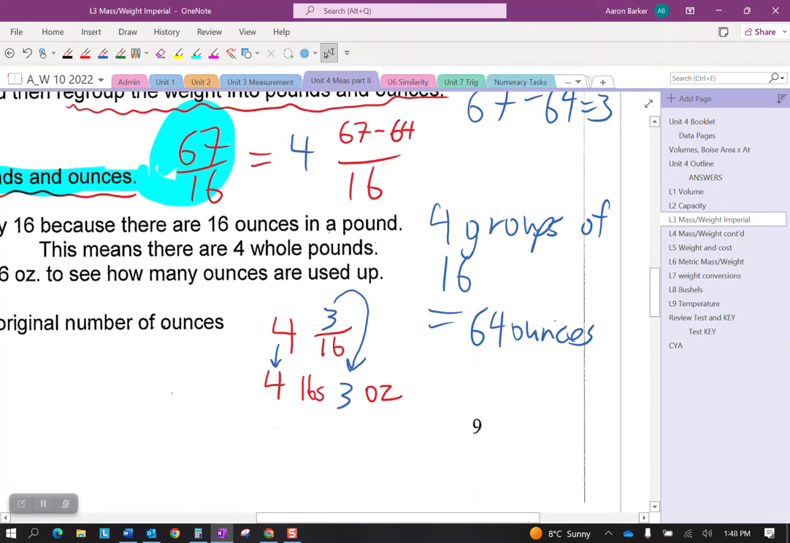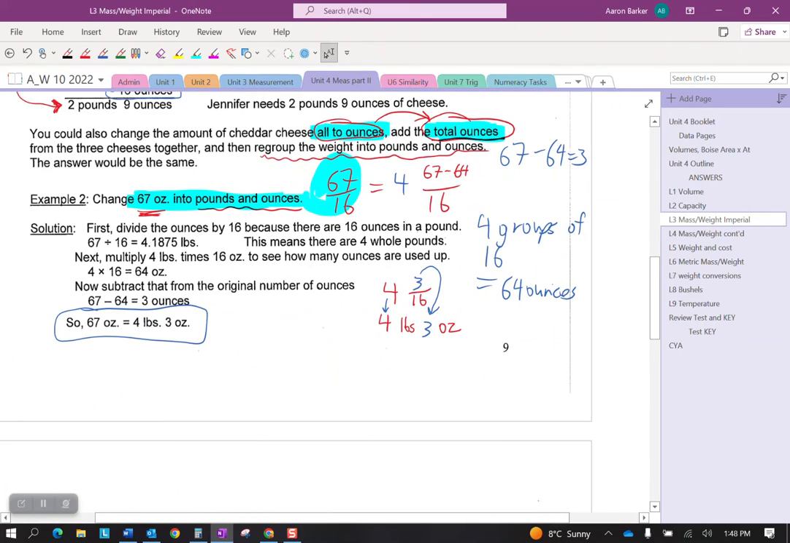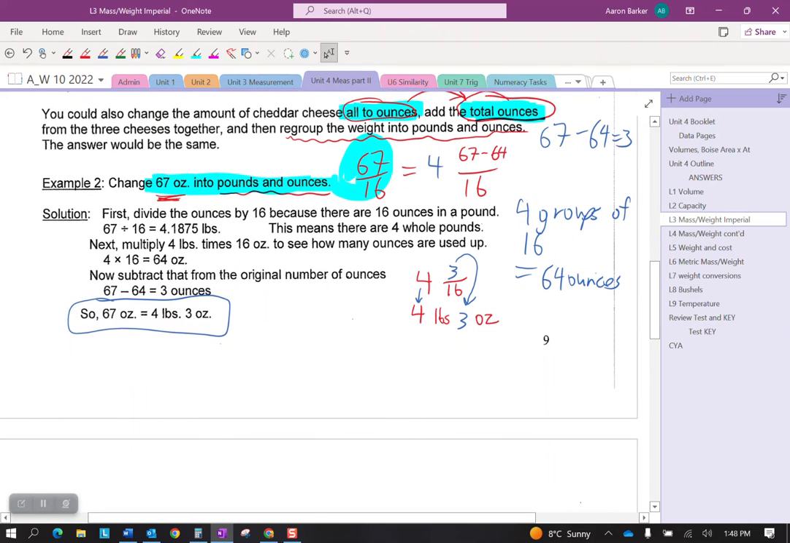So, if you want Google to help you, you can get Google to help you. So you could type in convert. That's the famous word you must start with, convert. 67 OZ to what? No, it's already in ounces, which is OZ.